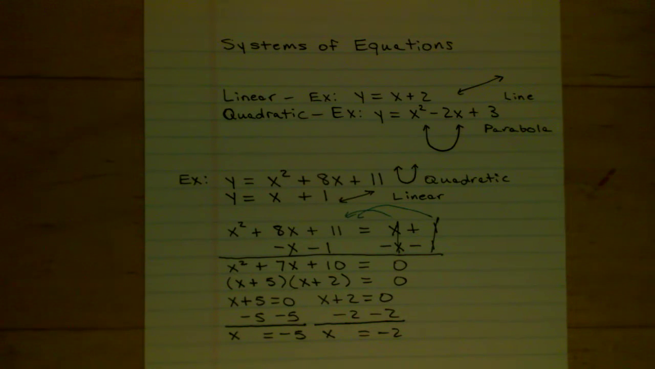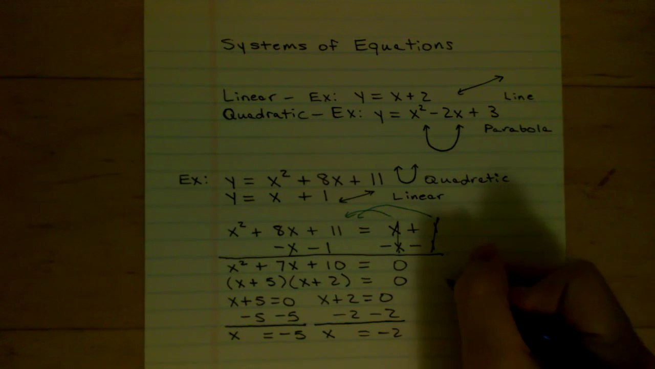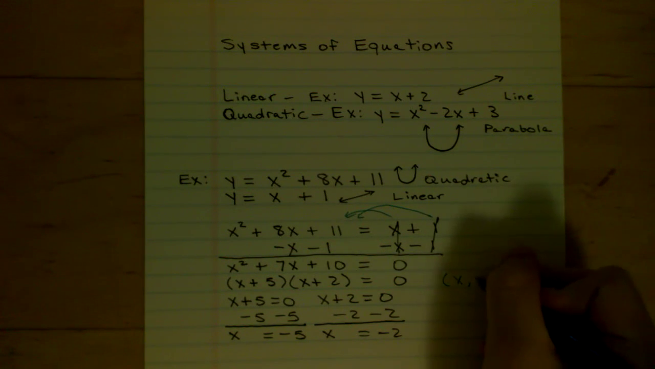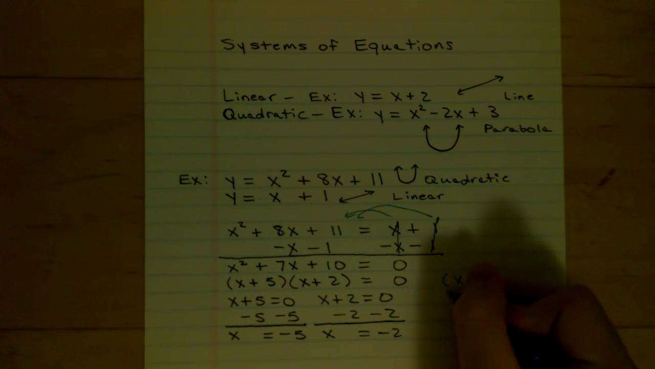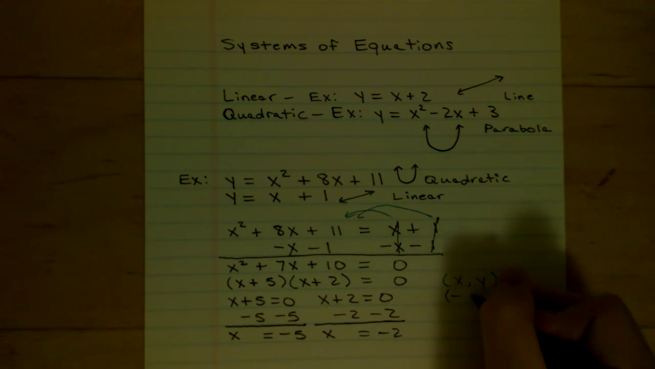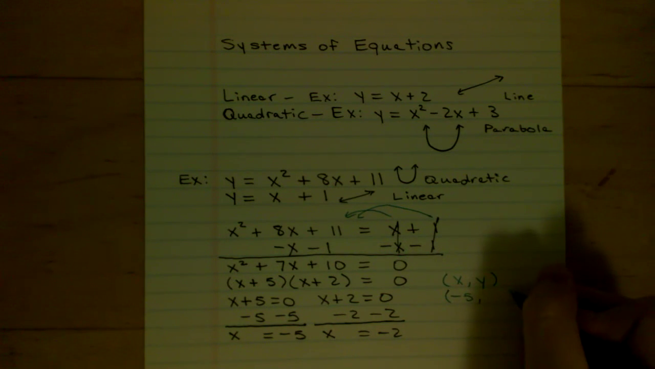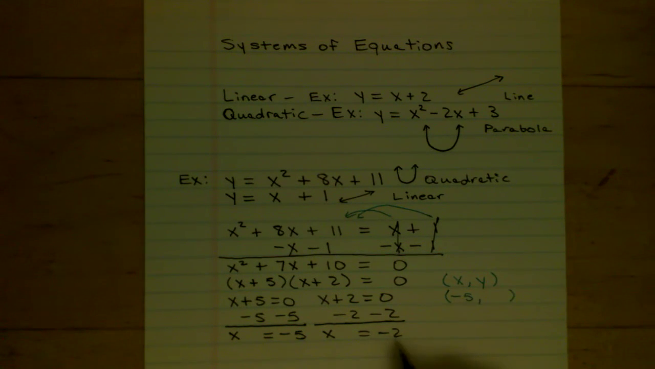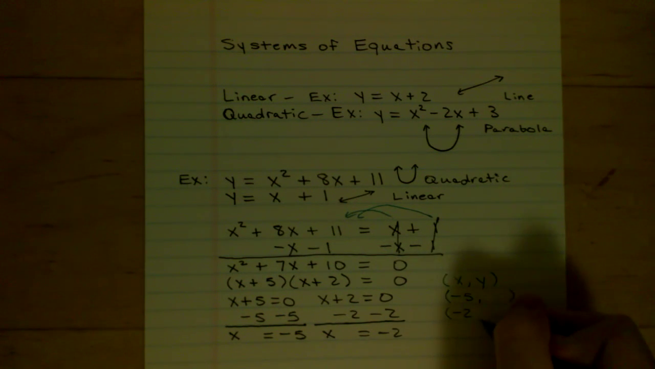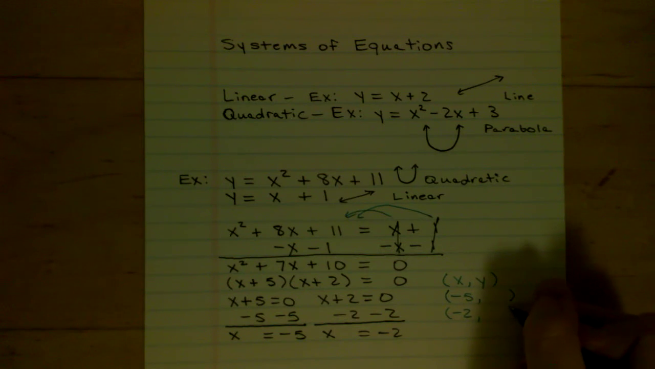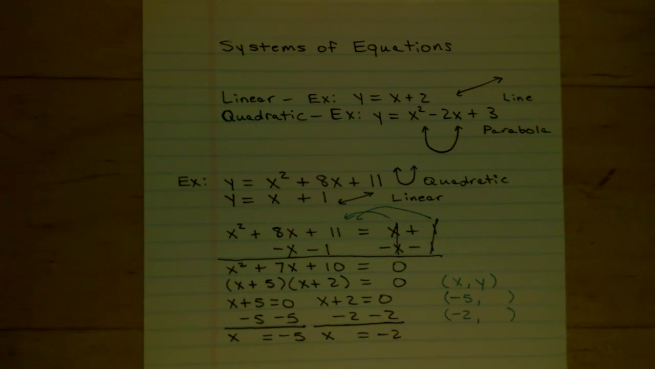And now that I have the x values, I can now find the y values. Because what I'm trying to do is find ordered pairs. I'm trying to find x, comma, y. Well, I already know what my x values are, right? The first one is negative 5, so I'm going to put that there. Leave a space for the y value. And my other x value is going to be negative 2. I'm going to put that right here. But make sure you leave a space for the y value, because we're going to find that next.